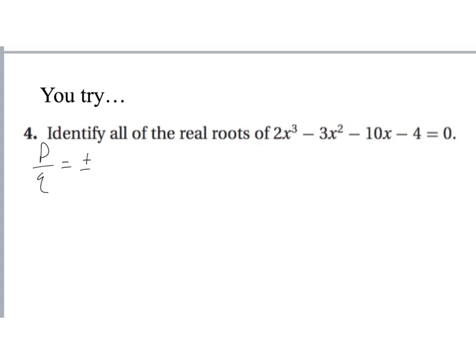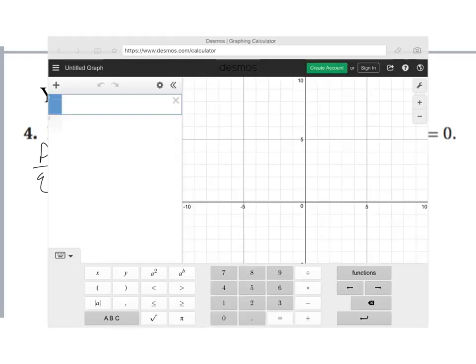This is going to be plus or minus all of the factors of 4, which are 4, 2, and 1, over the factors of 2, which are 2 and 1, and that's going to be equal to plus or minus 4, 2, 1, 4 over 2 is 2, 2 over 2 is 1, and 1 over 2. So not quite as much stuff to look for.